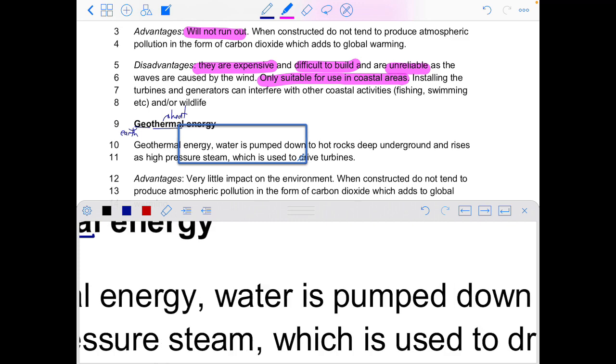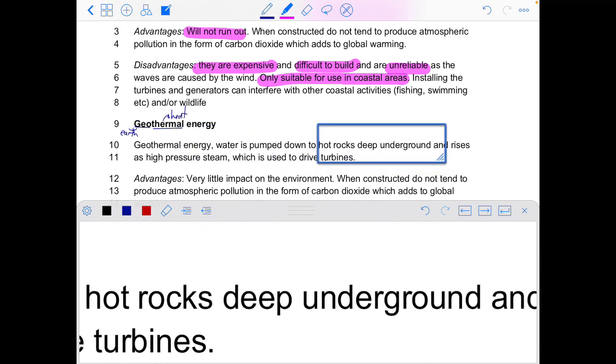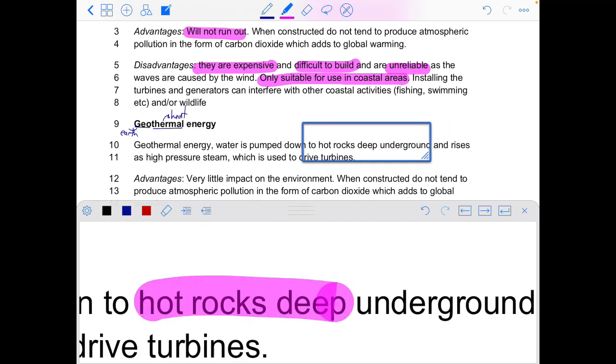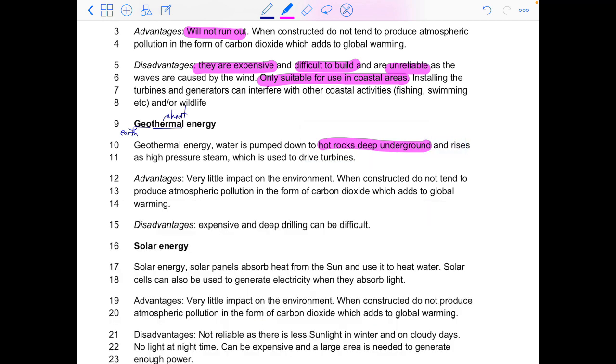So that water is pumped down underground to the hot rocks deep underground. Also, hot springs use geothermal energy. So that's water that's been already heated underground and comes back up. The country of Iceland is nearly completely powered by geothermal energy because they have so many hot springs everywhere that they use geothermal energy to power their whole country.